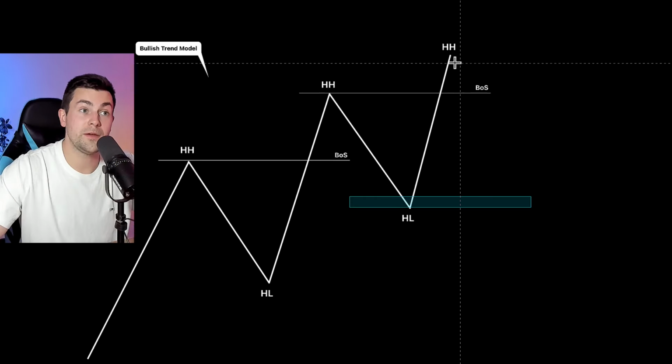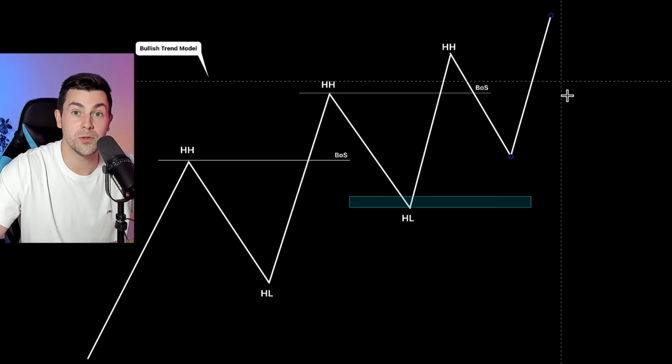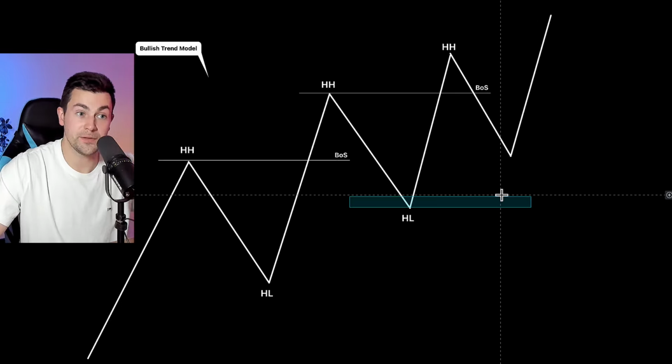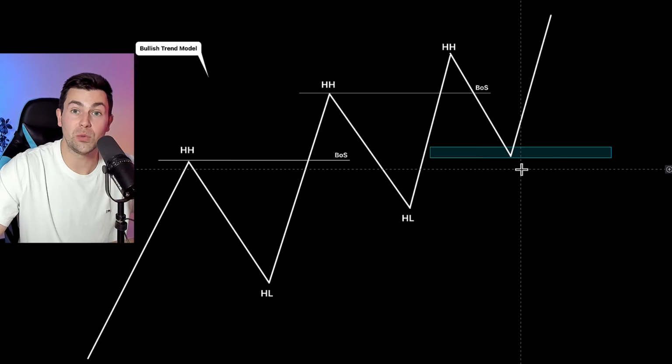Also remember that if the market continues trading in a bullish trend and if the price updates a new higher low and a new higher high, our order block zone will shift. It will be based on the last higher low, and the previous zone will be invalidated.